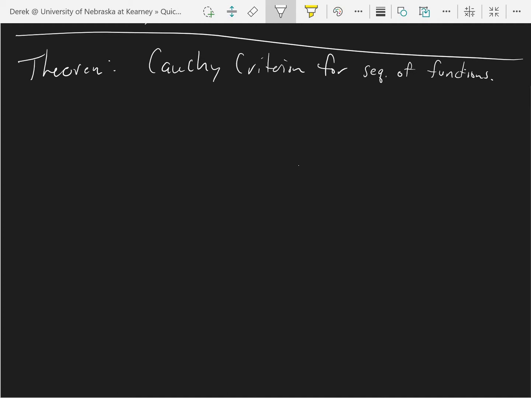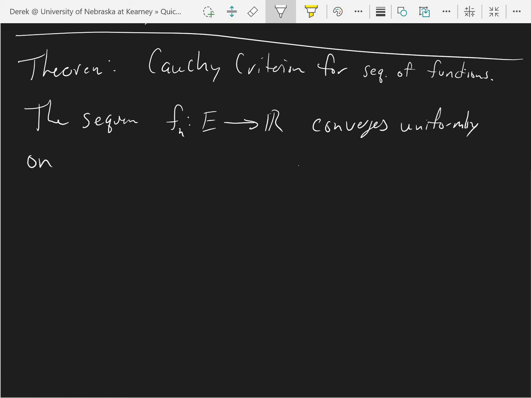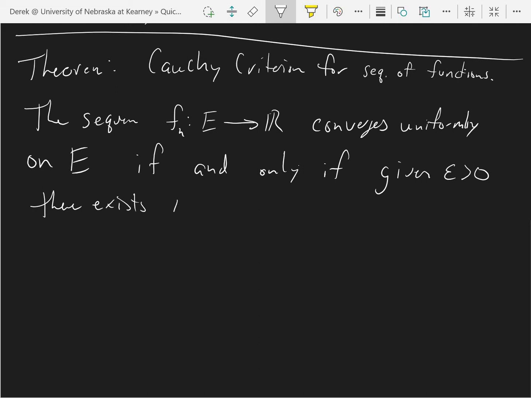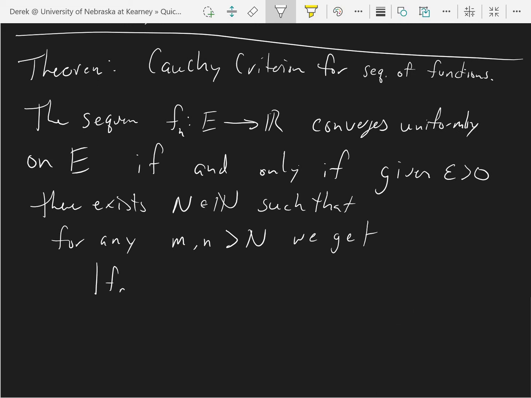And the theorem says the sequence f_n mapping E to R converges uniformly on E if and only if, given epsilon bigger than 0, there exists N in the natural numbers such that for any m and n bigger than N, we get |f_n(x) - f_m(x)| is less than epsilon for all x in E.